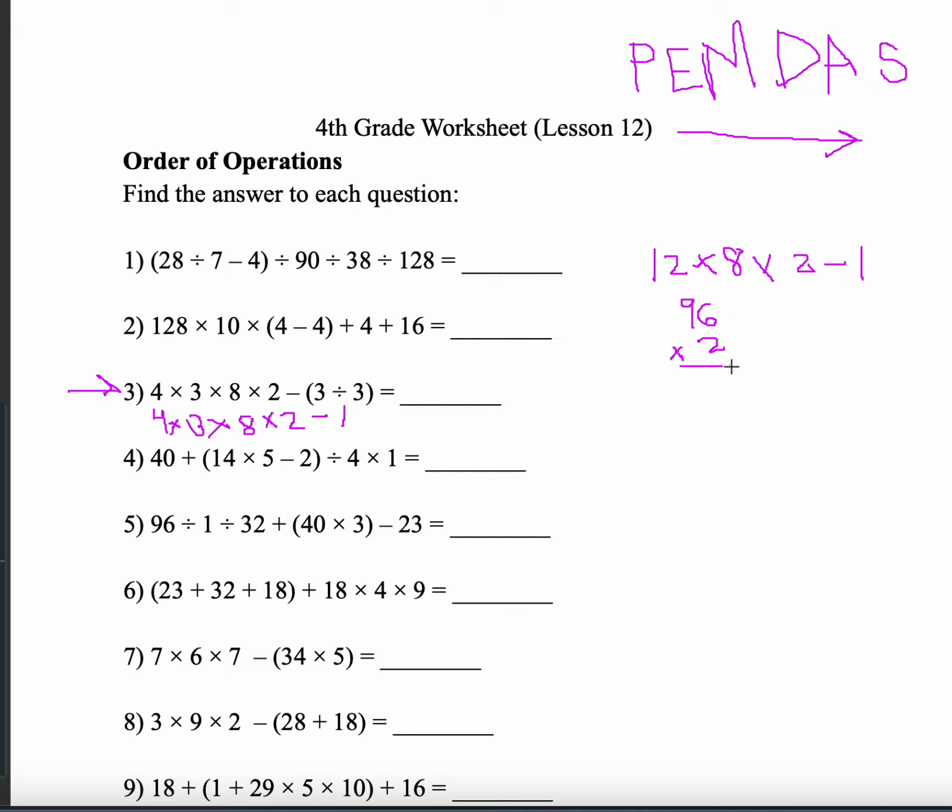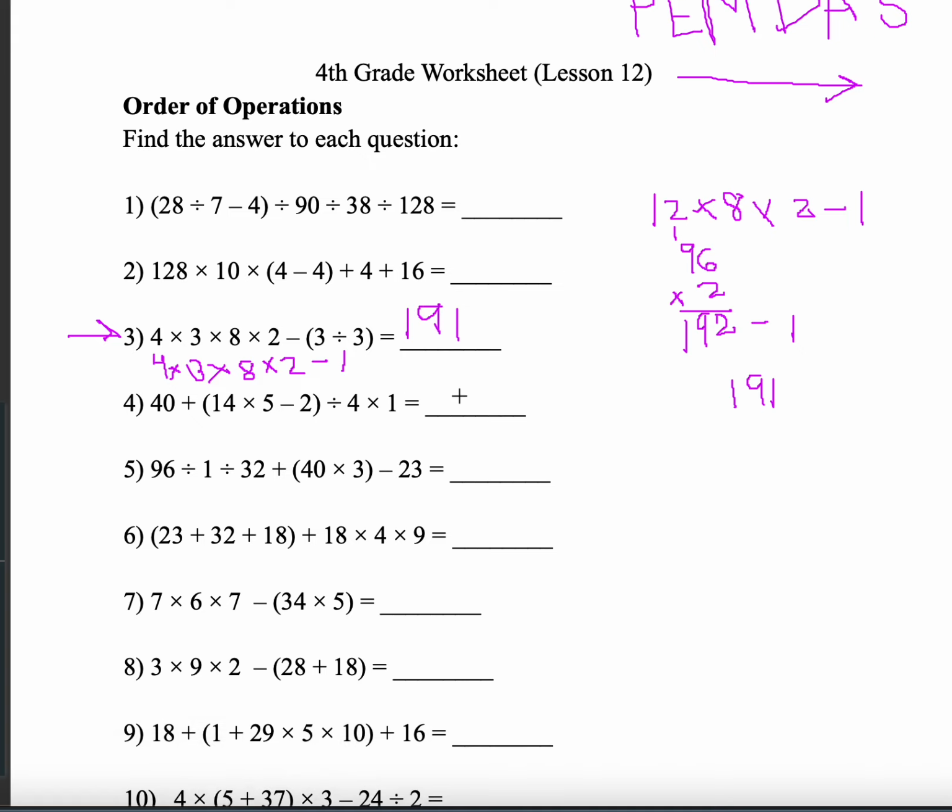96 times 2, that's 12. We add a 1 here. 18 plus 1 is 19. 192 minus 1, that would be 191. So the answer is 191. Let's look at one more.